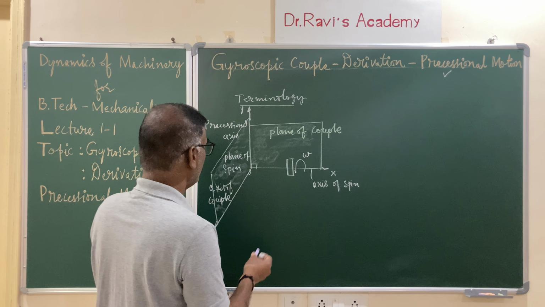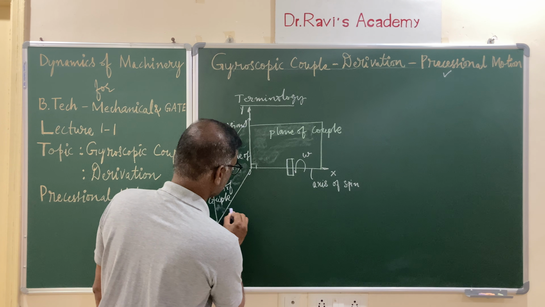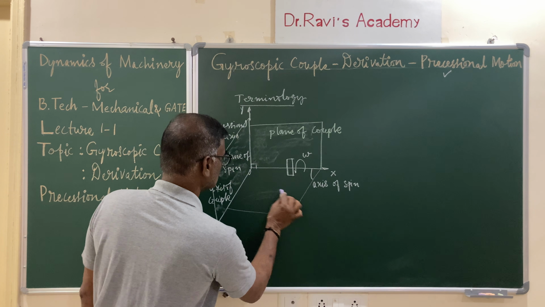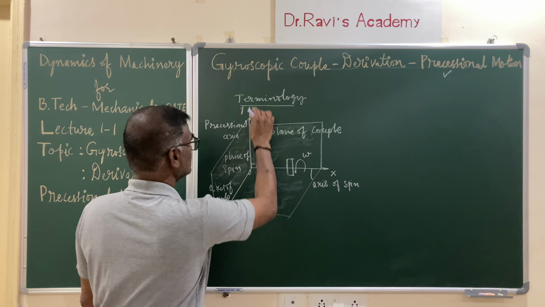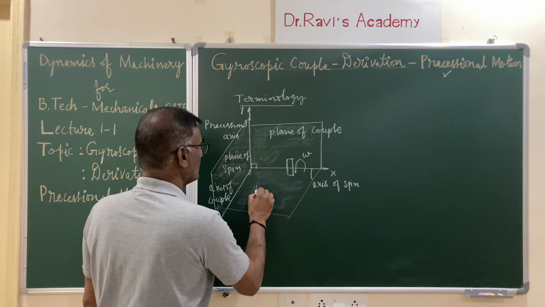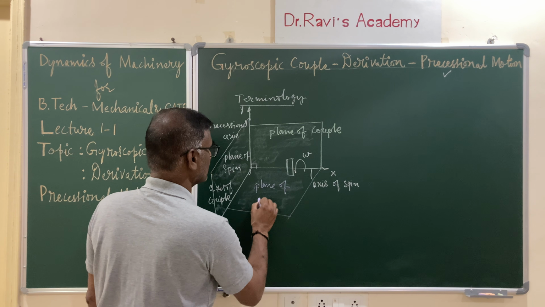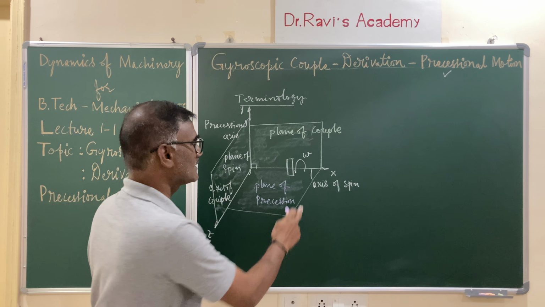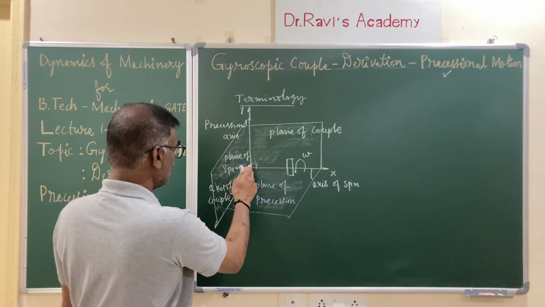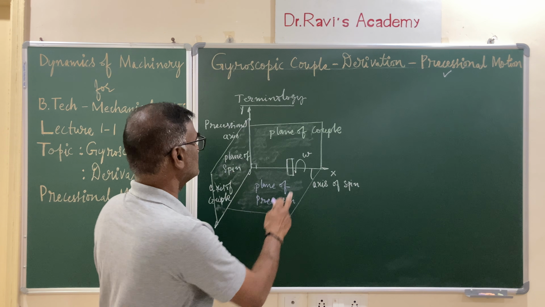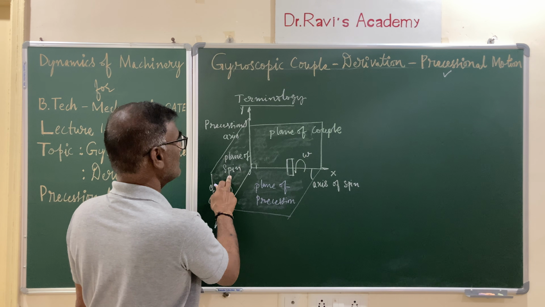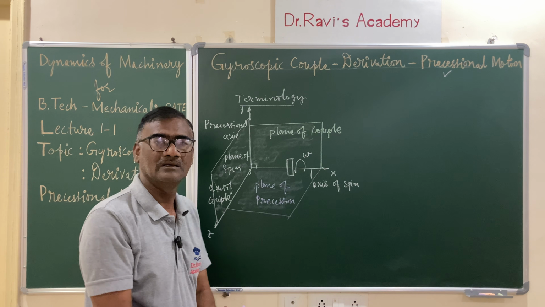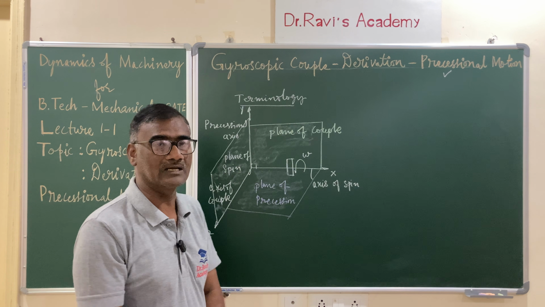And lastly, violet color I'm considering, and this is a plane which is perpendicular to the precessional axis. So this violet color I'm shading. See that it is perpendicular to OY. So this particular plane is called the plane of precession. So you have three axes: axis of spin, axis of precession, and axis of couple. And three planes: plane of spin, plane of couple, and plane of precession. These six terms are known as the terminology involved in gyroscopic couple.